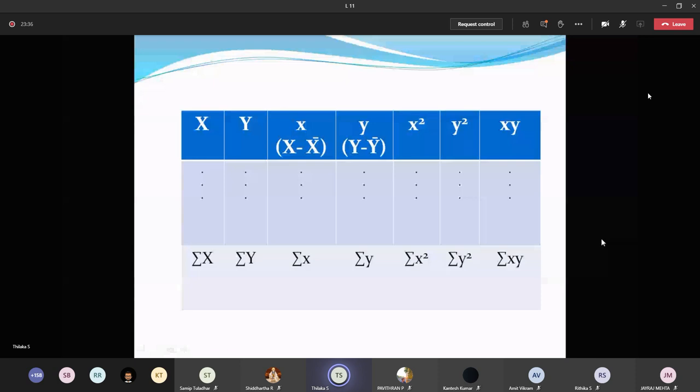So you have to find the x bar value. X bar is equal to sigma x divided by n, and for y variables it's sigma y divided by n. So sigma x divided by n gives the x bar and sigma y divided by n gives the y bar. You have to subtract the variable x from its mean and you will arrive at small x, and the same way for small y. After calculating small x and small y, you have to square the values. So those are x squared and y squared, the small x and small y squared. And the final column is xy, the product of small x and small y.